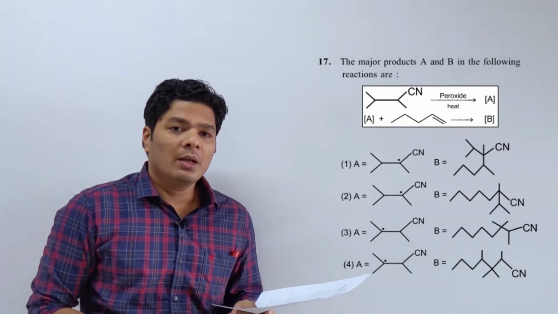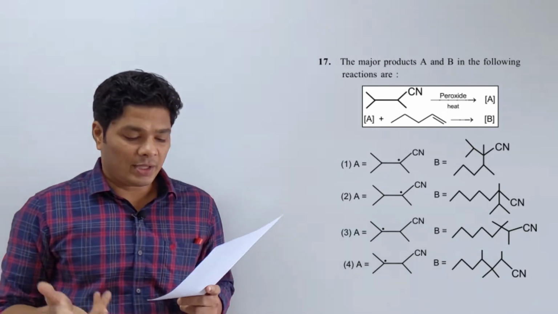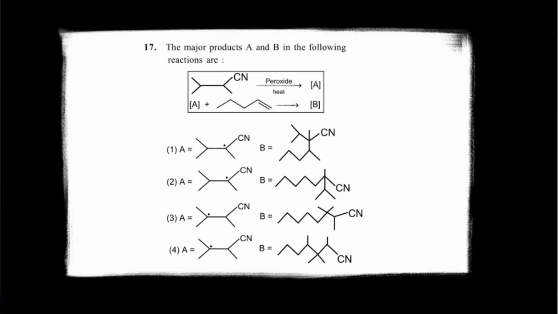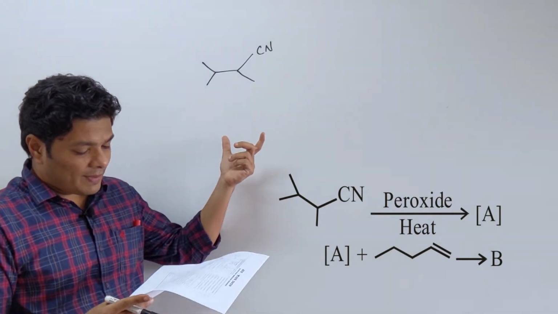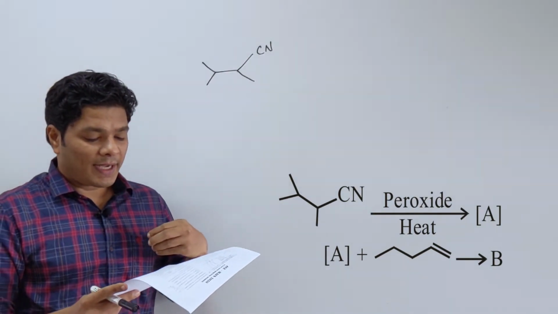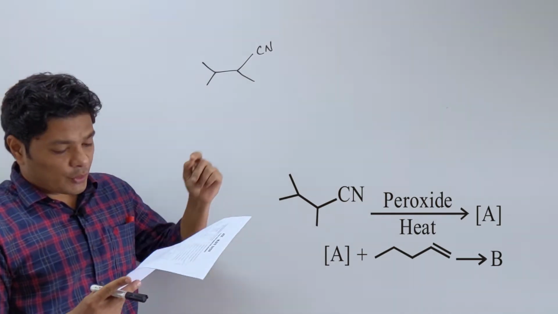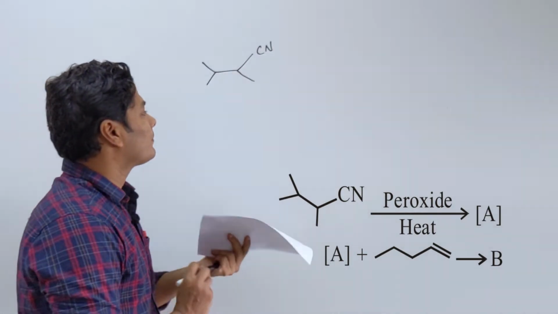Question 17. Now they have asked you to predict the products here. What is A and what is B? The major product in the following compounds is. So when you heat it with peroxide, you are going to form obviously a radical. So in the given molecule, what will be the best radical that will be formed? You are going to form the radical by removing a hydrogen atom. The best hydrogen that can be removed is from here. So you are going to form the radical this way.